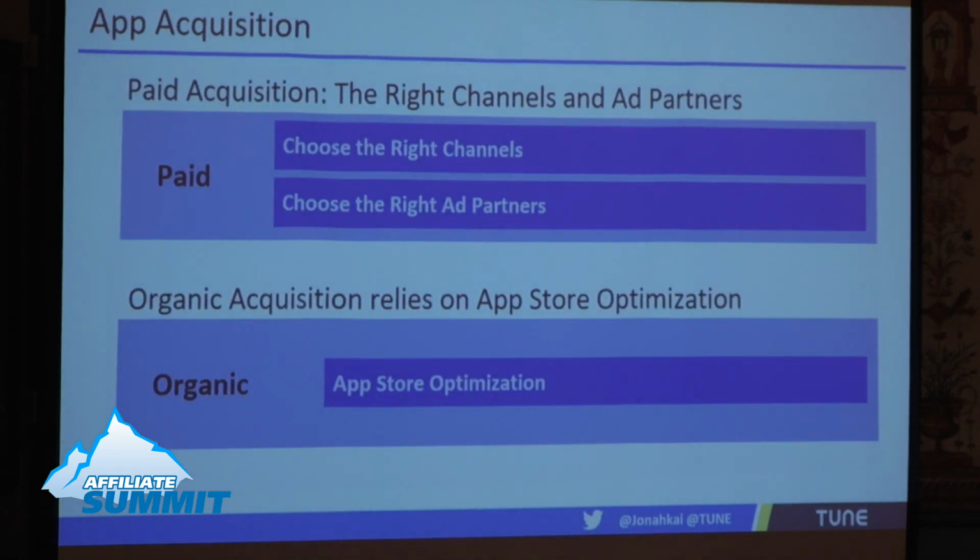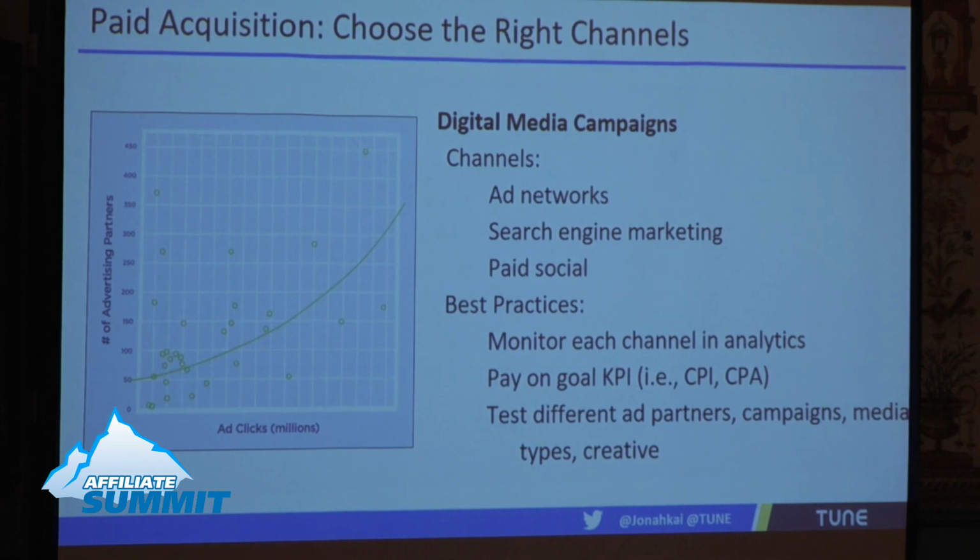Talk about app acquisition. There's really two ways you can get it. You either pay to play or you get organic. If you're paying to play, there's different things. These are kind of best practices for you to look at. Choose the right channels, right? You can have digital media campaigns. You can focus on ad networks, search engine marketing, paid social. Some of the best practices we talk about: monitor each of your channels, right?